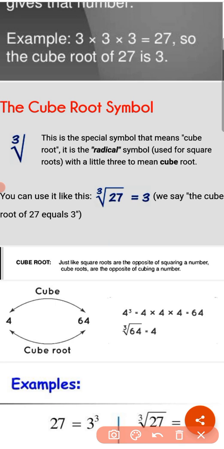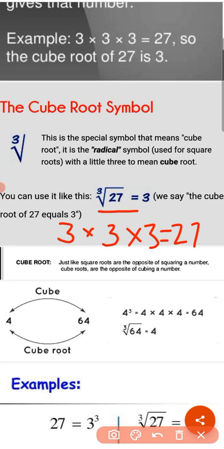When we write like this, we can read it as cube root of 27 is equal to 3, because 3 into 3 into 3 is equal to 27. So from here we know that the cube of 3 is 27. So we can say that the cube root of 27 is 3. That is a relation between cube root and cube. If we know the cube of a number, we can find its cube root easily.